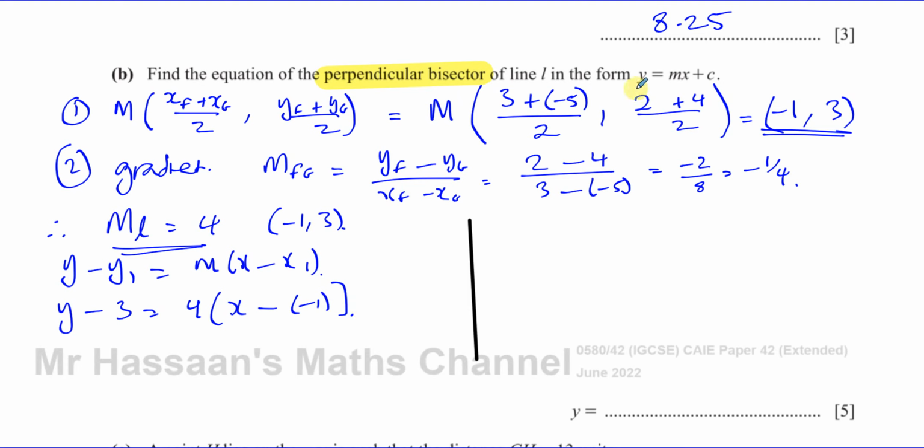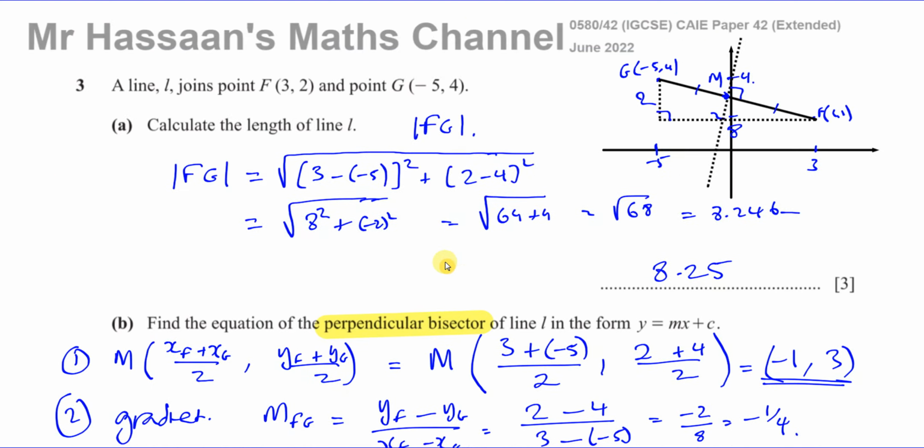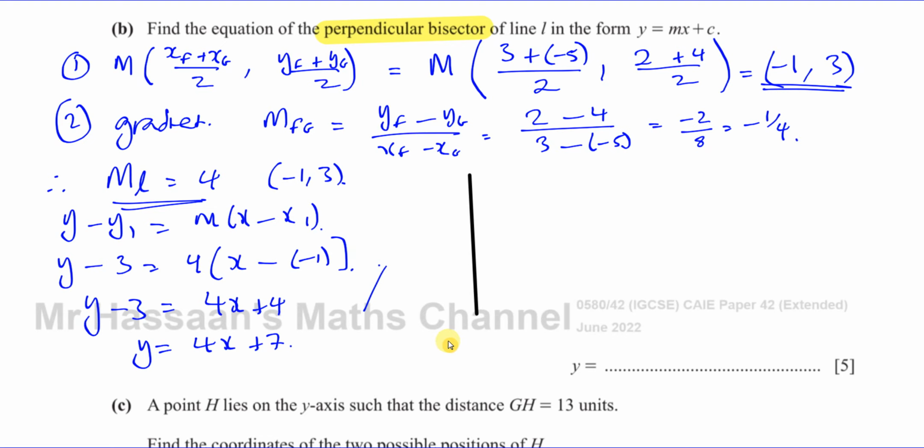And we want to write it in this form in the end. So I'm going to just write y minus 3 equals 4x. This is going to be plus 1 times 4, which is plus 4. Add 3 to both sides, so y equals 4x plus 7. Y equals 4x plus 7 will be the equation of the line.